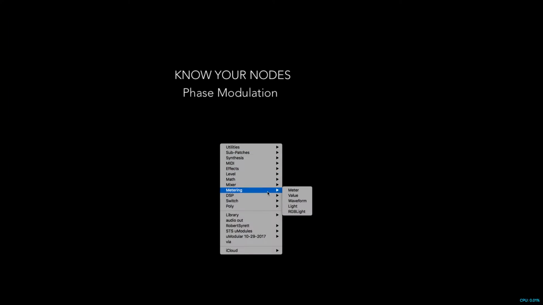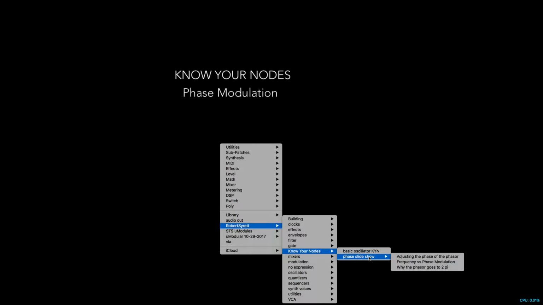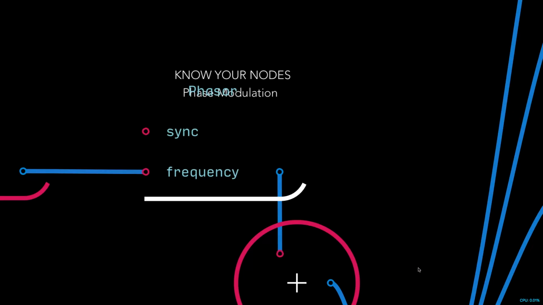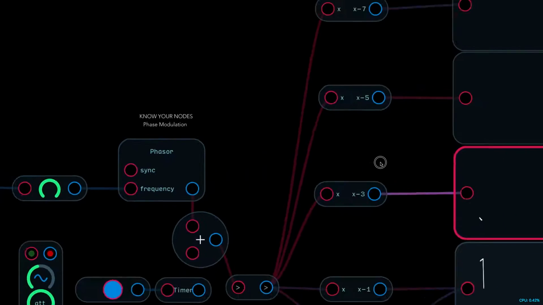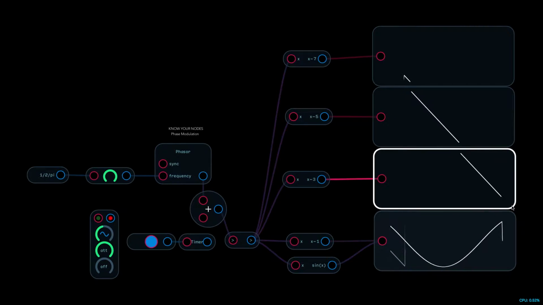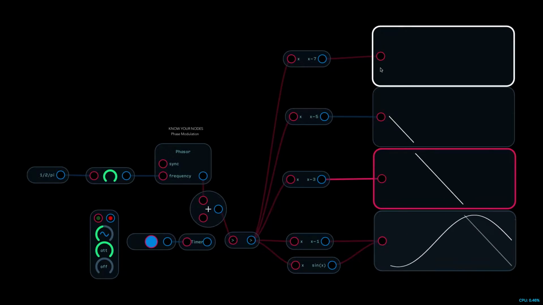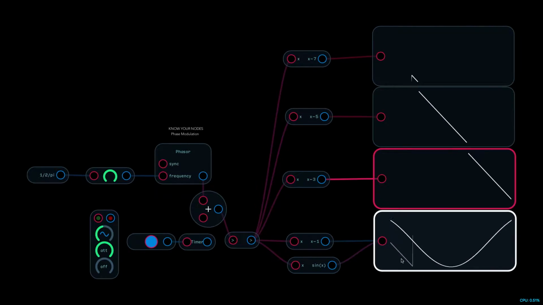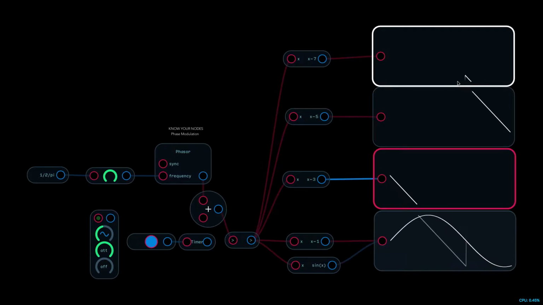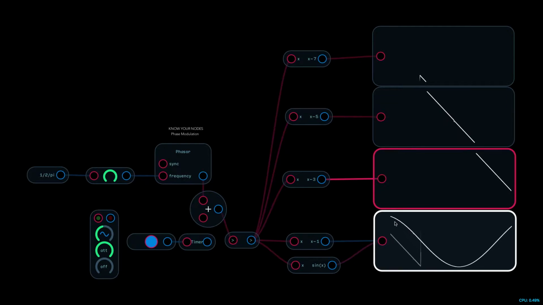back to phase. Why does the phasor go from 0 to 2 pi? Here I've stacked a bunch of waveform meters so that we can see the full uncompressed range of the phasor node. It goes from 0 to 2 pi, and while it's discontinuous, it has exactly the right length to make the appearance of a continuous sine wave.